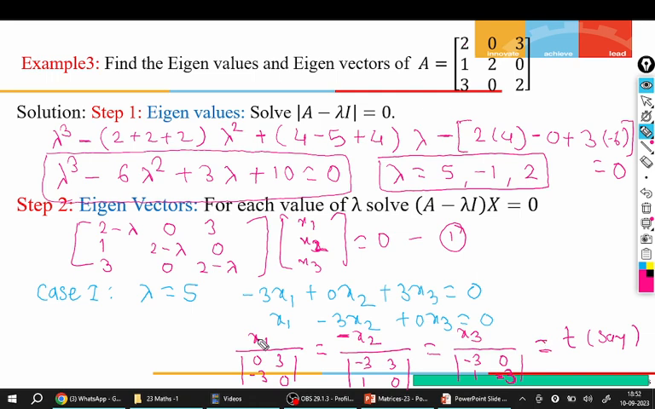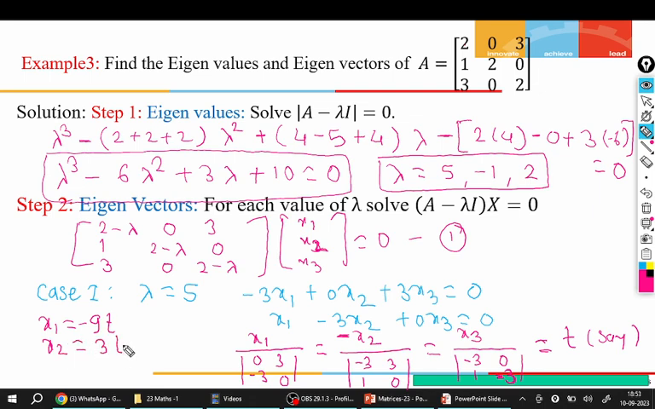And now we can easily get this determinant value: this is 0 minus 9. So what is x1? Cross multiplying, x1 upon minus 9 is t. So x1 is minus 9t. Now in this case, this is 0 and this is minus 3. So minus x2 upon minus 3 means x2 is 3t.